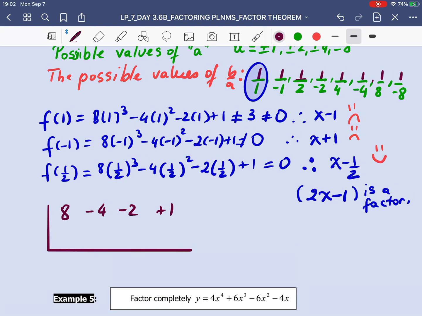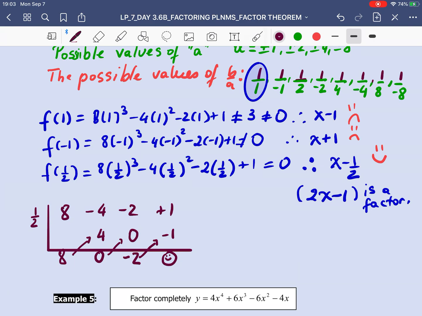And we're going to have positive 1 over 2 here. Bring 8 down, times half. That's a 4. We get 0. Multiply by half. Negative 2, we multiply by half, negative 1, and then 0. So remainder is 0 as promised.